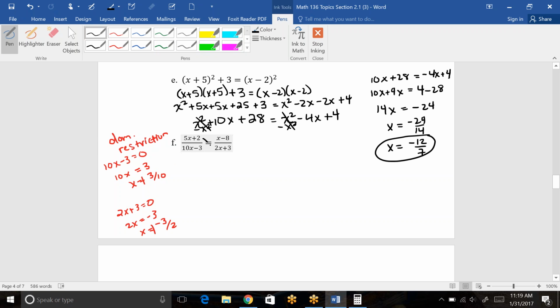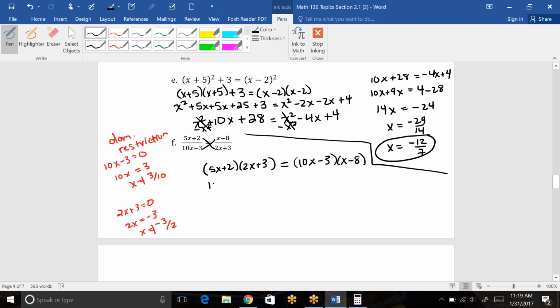Now I do want to point out this one's a little bit more complex when you go to cross multiply because you have binomial times binomial. It's usually safer to write that out before trying to FOIL. So there's the first diagonal and then the second diagonal. Let's separate that. We're going to distribute.